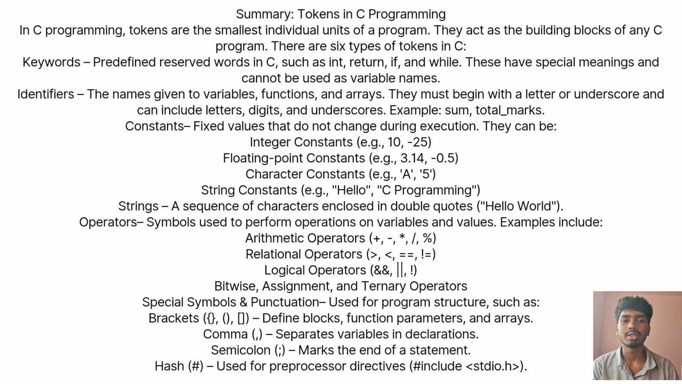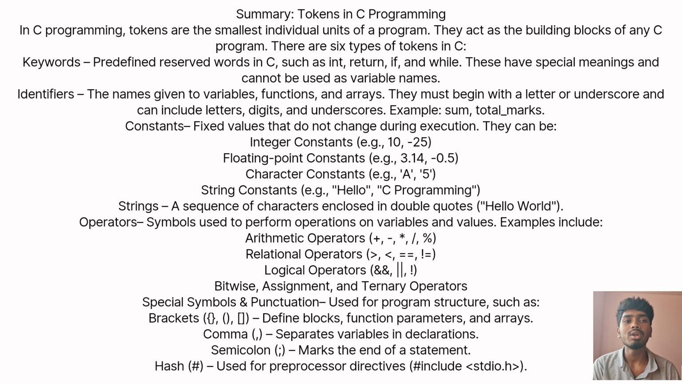Let us now summarize tokens. In C programming, tokens are the smallest individual units of a program. They act as the building blocks of any C program. There are 6 types of tokens in C. Keywords. Predefined reserved words in C such as int, return, if, and while. These have special meanings and cannot be used as variable names.